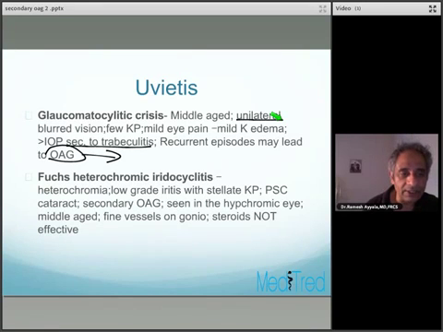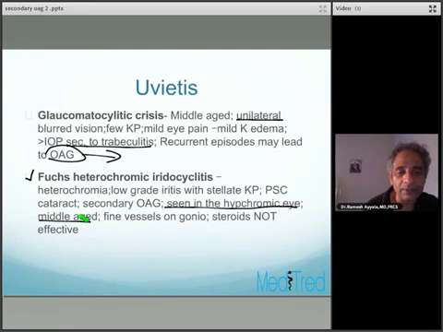And then the next condition that you need to be aware of, again rarely seen but frequently asked in your boards, is Fuchs heterochromic iridocyclitis, which is associated with heterochromia, i.e. discoloration of the iris compared to the other eye, low-grade iritis with stellate KPs, PSC cataract, secondary open-angle glaucoma. This glaucoma is usually seen in the hypochromic eye or the eye with less coloration. It's typically seen in middle-aged people.